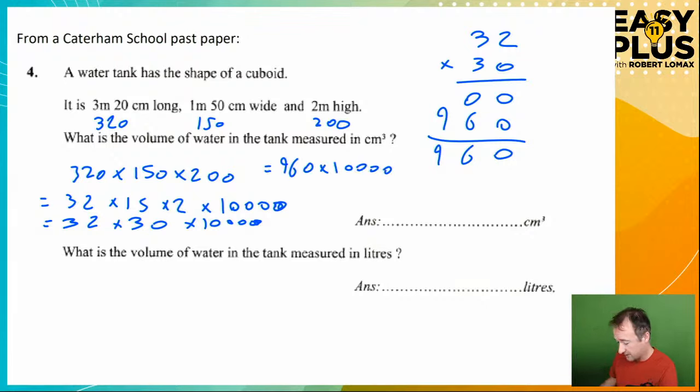And remember, the times 10,000 is just to add 4 zeros on. So the answer is going to be, unsurprisingly, 960 and another 1, 2, 3, 4 zeros. So that's 9,600,000 centimeters cubed. Never forget the units, although for this question they've actually given us the units, so it isn't a concern.